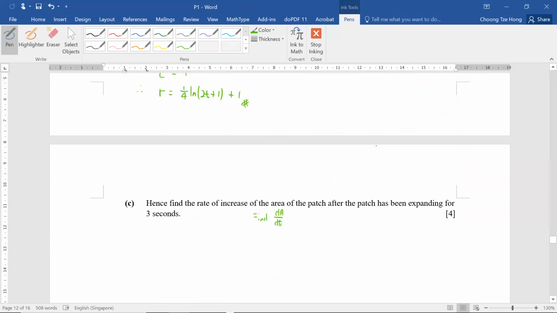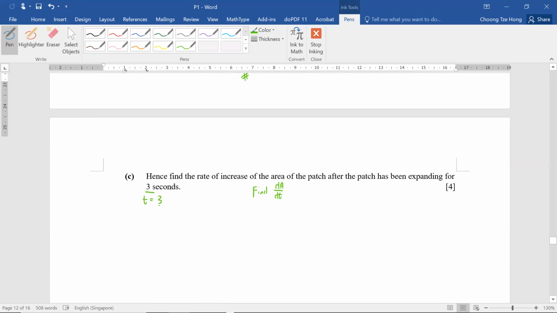So over here, increase in area, find dA/dt after the patch has been expanding for 3 seconds. That means when time is equal to 3 seconds. Whenever you come across a question like this, remember the first thing we need to do is write out the connected equation.